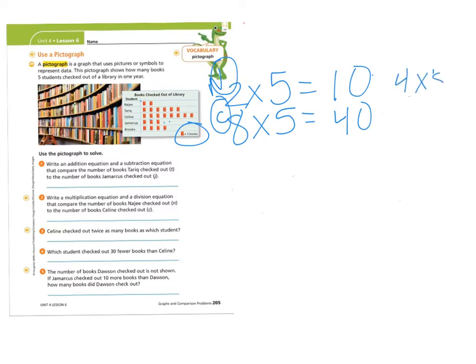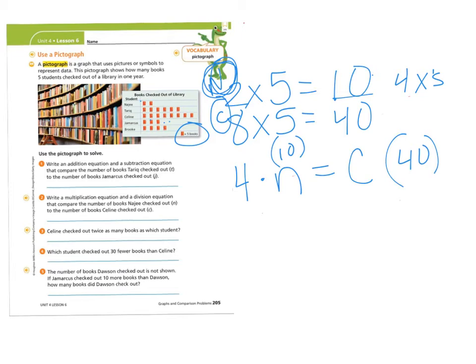4 times, okay? So Celine checked out 4 times as many books as Najee. So our equation is going to look like this: 4 times n, which is Najee, 4 times 10 equals Celine's total. So 4 times n, we could substitute the n for 10, equals Celine, whose number is 40. Good.